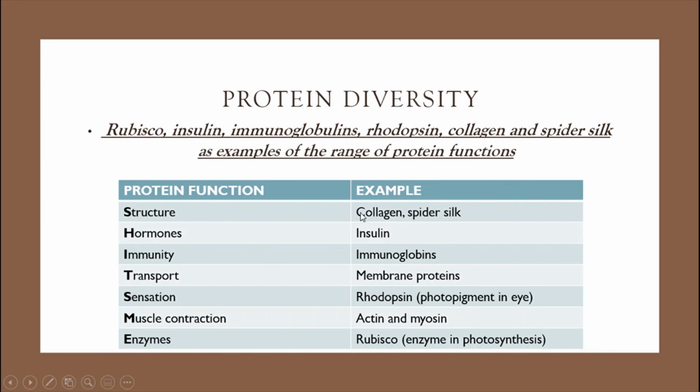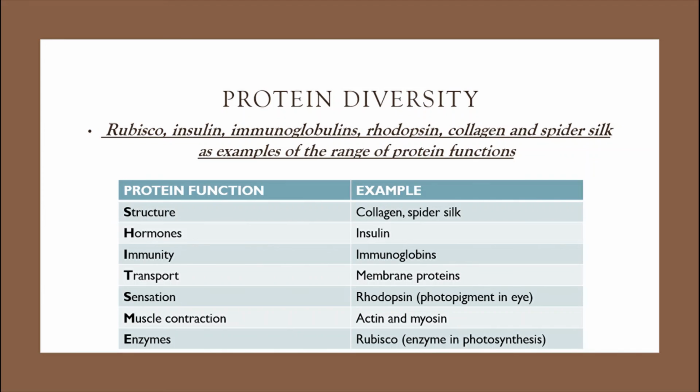Some examples of that are collagen, which is found in animals' skin, nails, hair, bones, and it provides structure. We can also look at spider silk. We know that spider silk is a protein that is involved in the formation of spider webs, and it gives those spider webs that nice structure. So we can see here that proteins can function as structure.